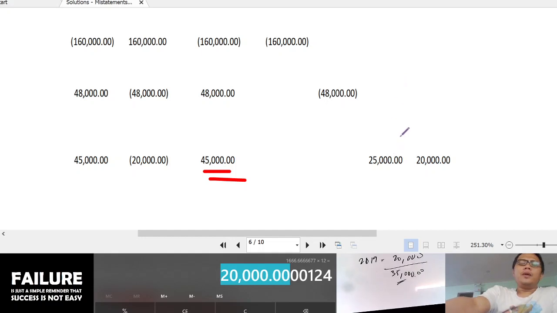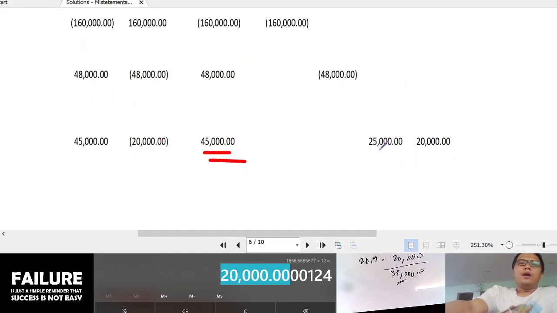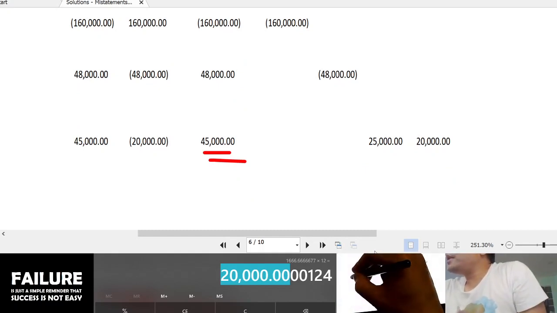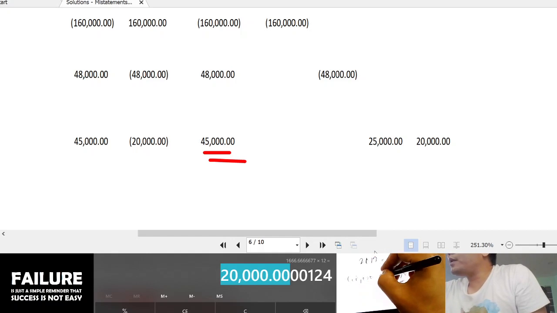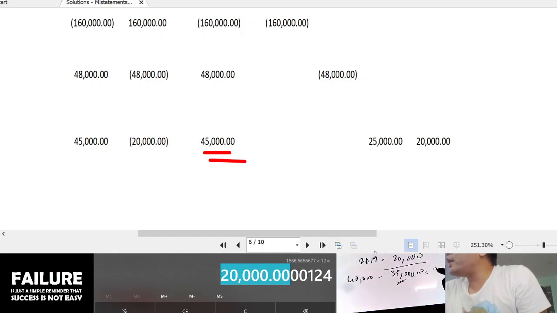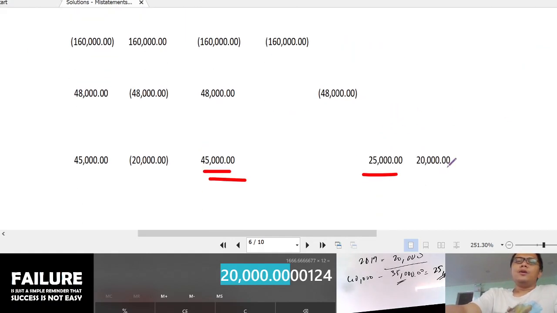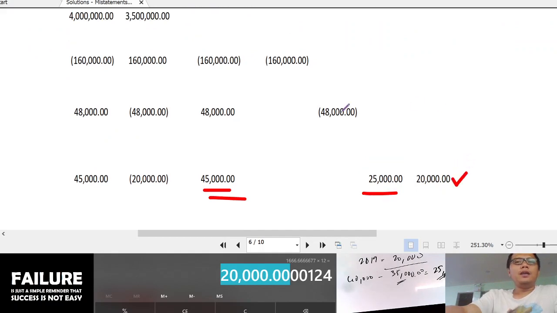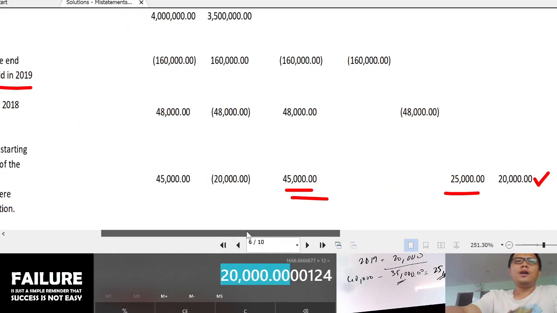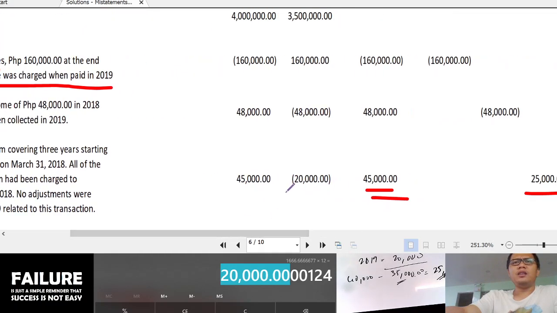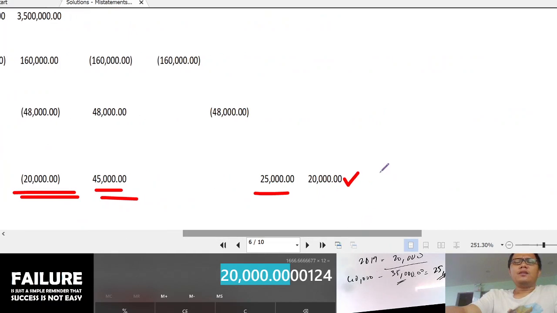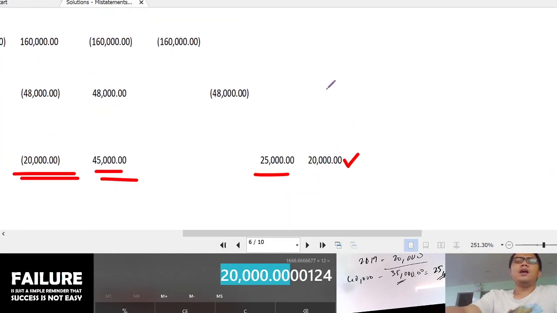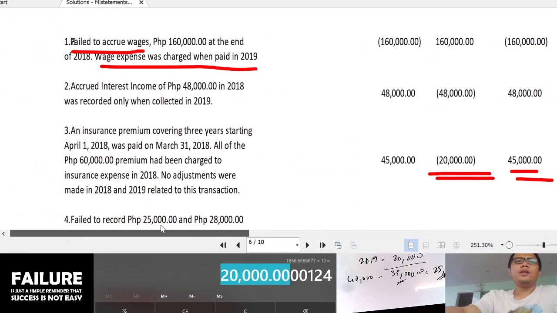So ngayon, because wala tayong na-recognize na prepaid insurance talaga, the point is, di ba 60,000 tayo, no? Na prepaid original amount. Minus the expense portion of 35,000, dapat meron pa tayong natira na 25,000 for your prepaid insurance. Obviously, yung insurance expense natin, understated siya by 20,000. Yung effect ng error ng 2019, it understated your insurance expense by 20,000.